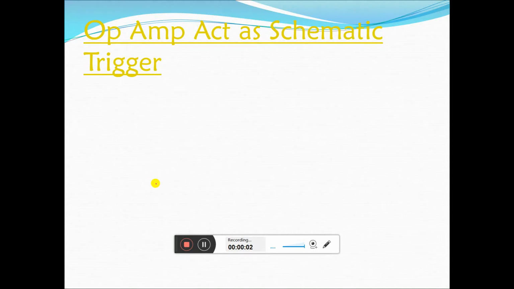Hello everyone. Today we will discuss the op-amp acting as a Schmitt trigger. What is meant by the Schmitt trigger circuit? A sinusoidal waveform is converted into a square-shaped waveform. This type of converter is known as the Schmitt trigger.